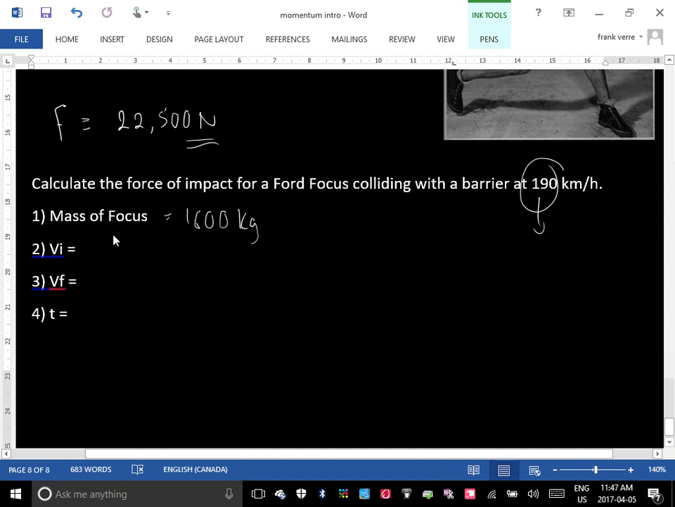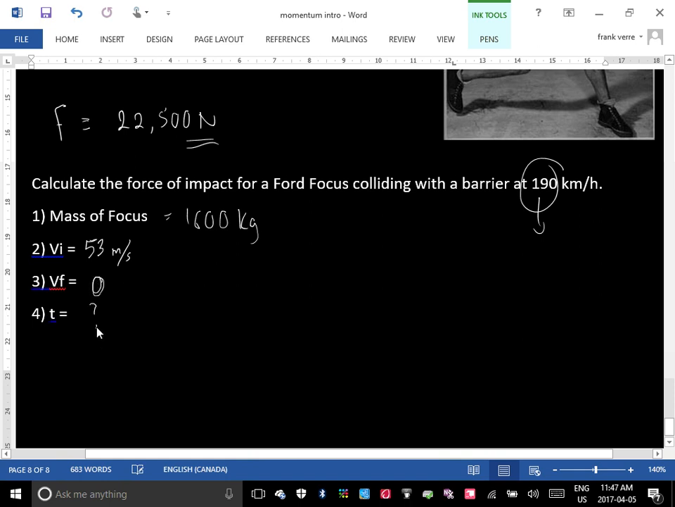What's 190 kilometers per hour as a speed in meters per second? 52 point... I'm just going to round it to 53. And obviously, if it crashes into a wall, the final speed will be what? 0.